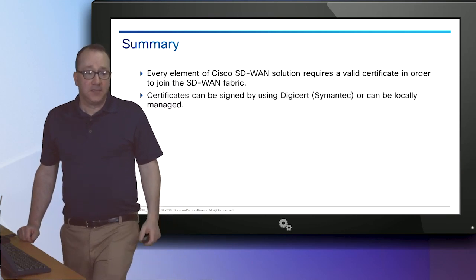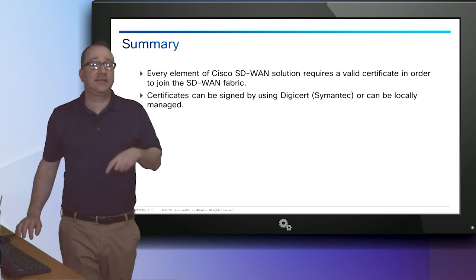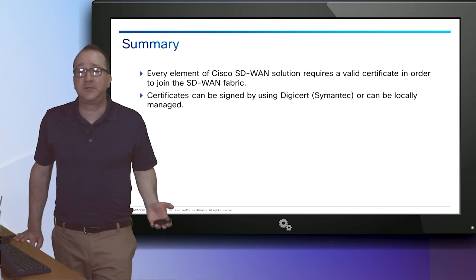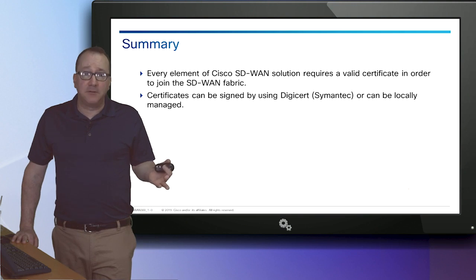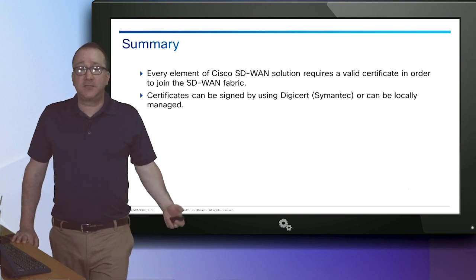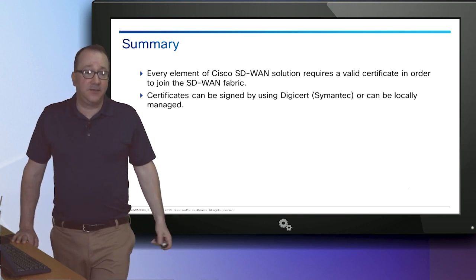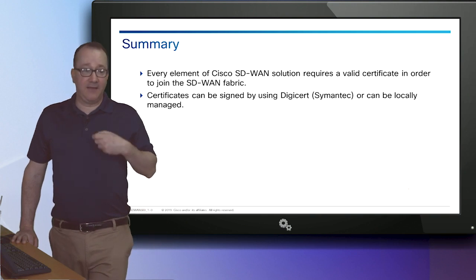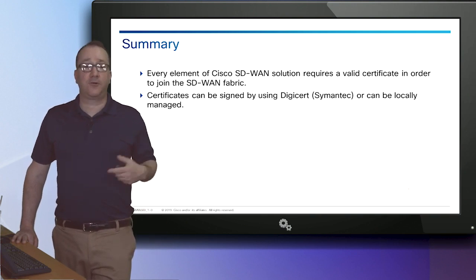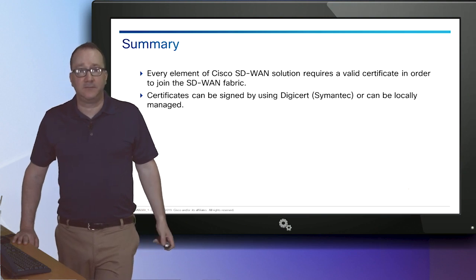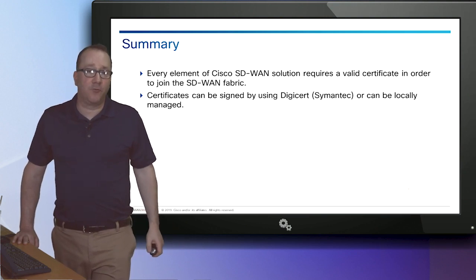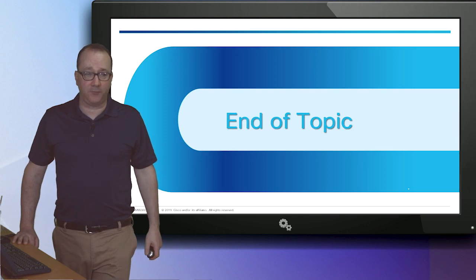All right. So as we stated, every element of the SD-WAN fabric is going to require a valid certificate in order to join that fabric. They can be signed publicly via Symantec, or you can use a local certificate authority. It's up to you. Generally, if you're using the Cisco public cloud or any other public cloud, you're going to just leave them with the DigiCert public certificate. No reason to reinvent a working wheel, especially if it's correctly rounded.